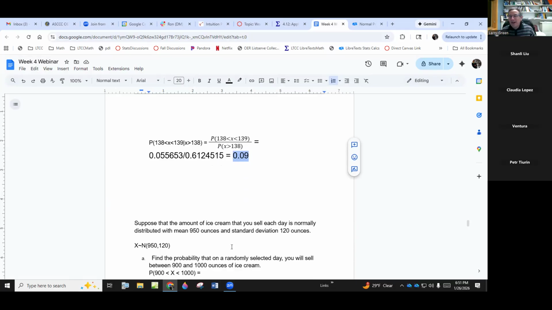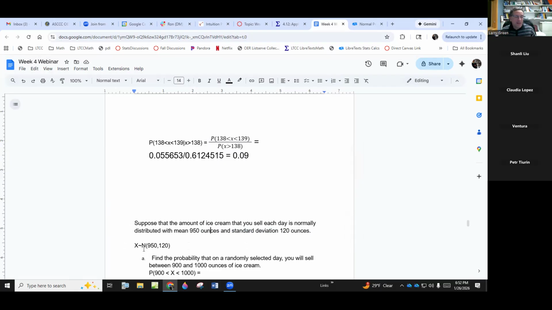All right, ready for our one more example? Another kind of nice application. Okay, especially since it's been really warm here, so we can actually think about ice cream maybe. All right, so suppose the amount of ice cream that you sell, so you have an ice cream shop, okay? And let's suppose you've looked at the data on your own ice cream, and the amount of ice cream that you sell is normally distributed with mean 950 ounces and standard deviation 120 ounces.